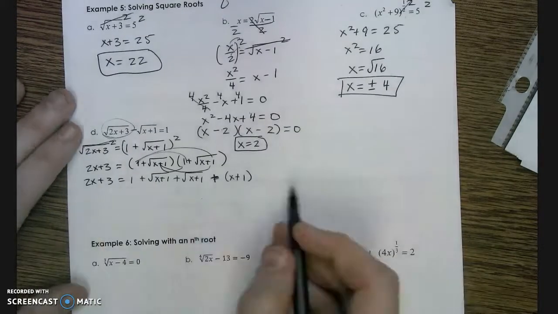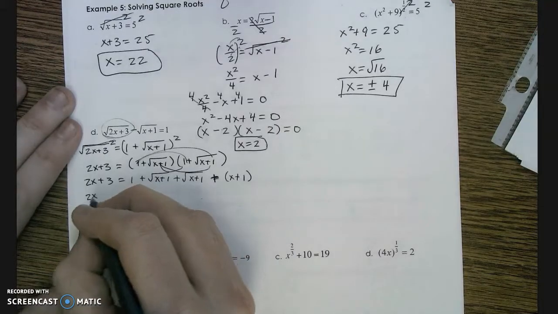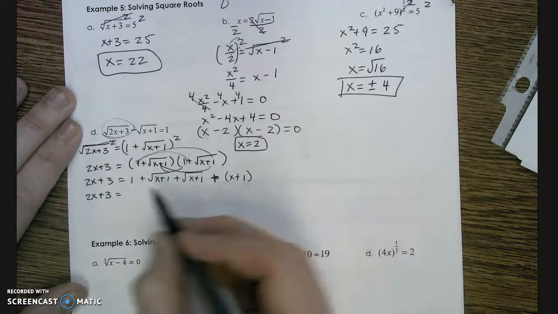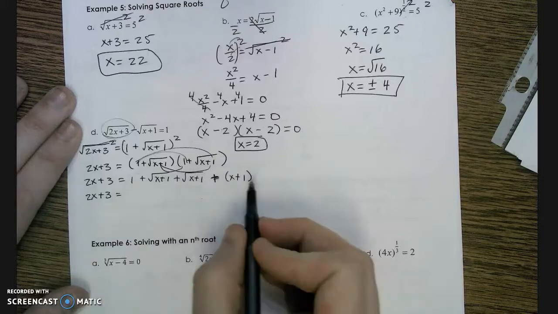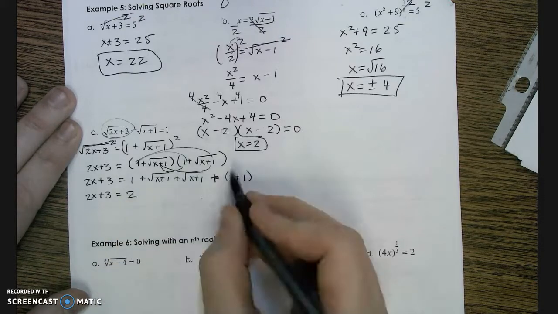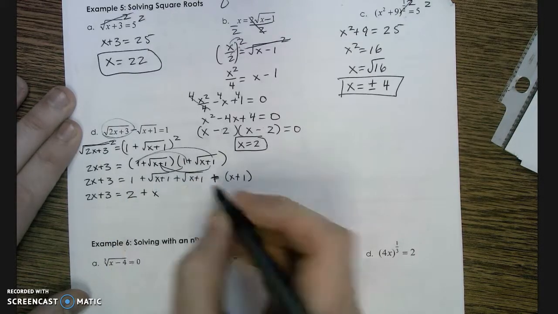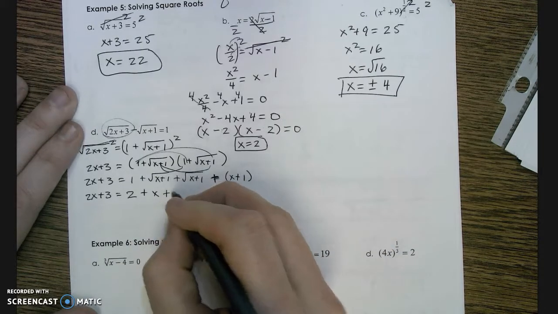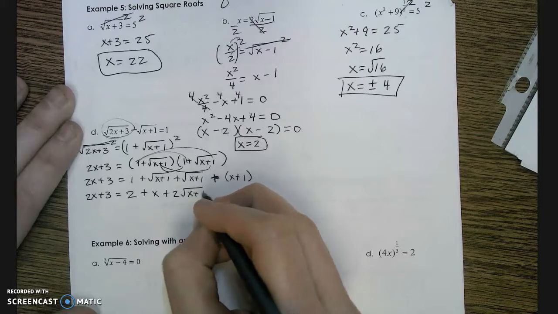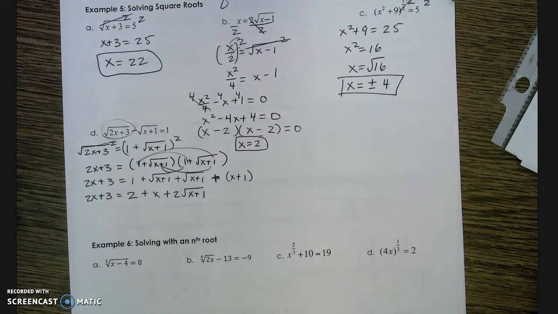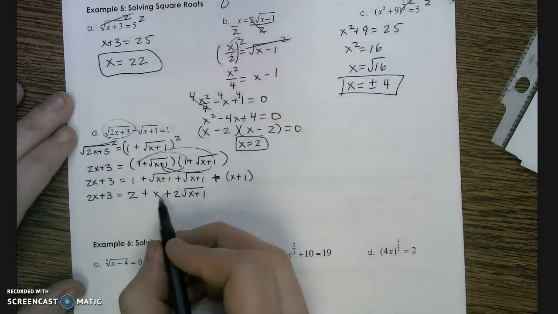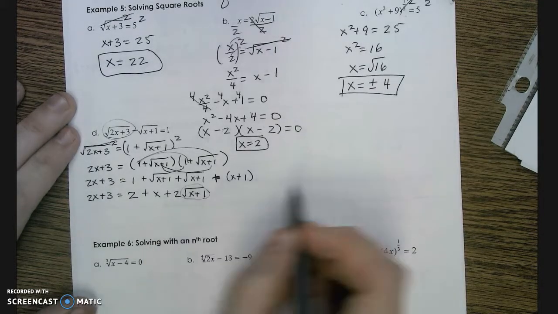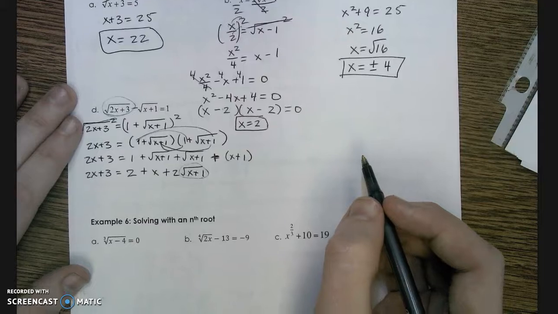So then we need to simplify what we can. We've got 2x plus 3 equals, I've got 1 and 1, which makes 2. I've got an x. And then these are matching radicals. So if you add them, you're going to have 2 radical x plus 1. And then here I've got a radical again. So if I can isolate this radical, then I can square both sides to get rid of it.